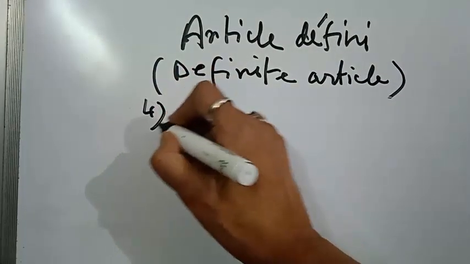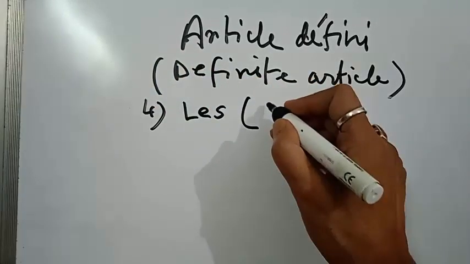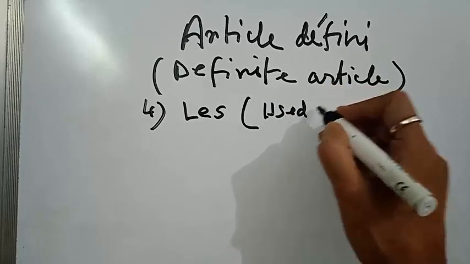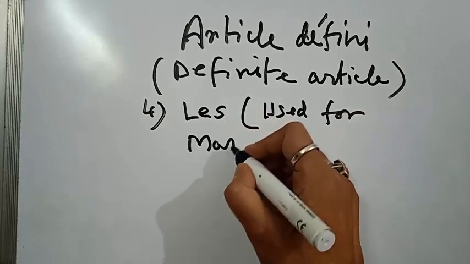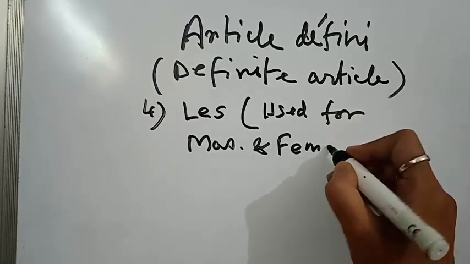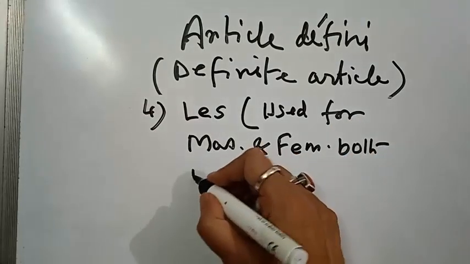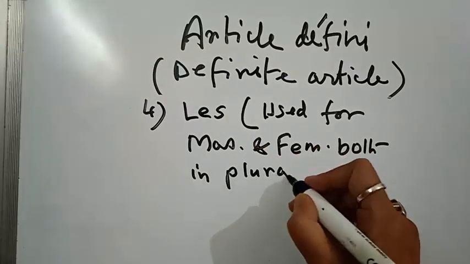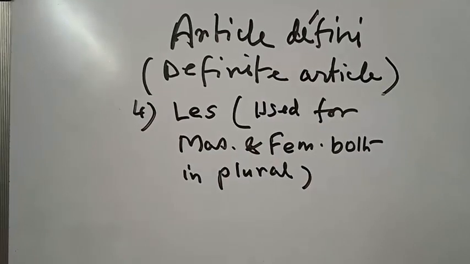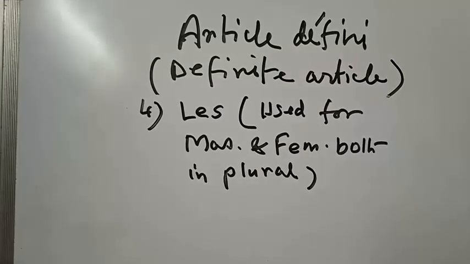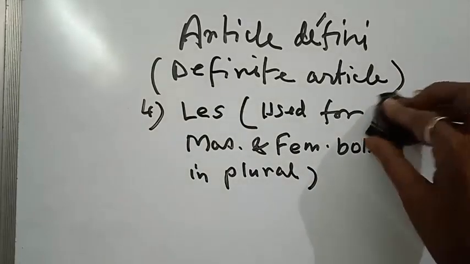And the number four category is les. Les is used for both masculine and feminine in plural number, that is, when there is more than one. In that case you use les, pronounced lay. Lay is the fourth category, used for words of masculine and feminine gender, but in plural number. That is more than one, not only one. In that case, you use les. So that's all for the definite article in the French language.